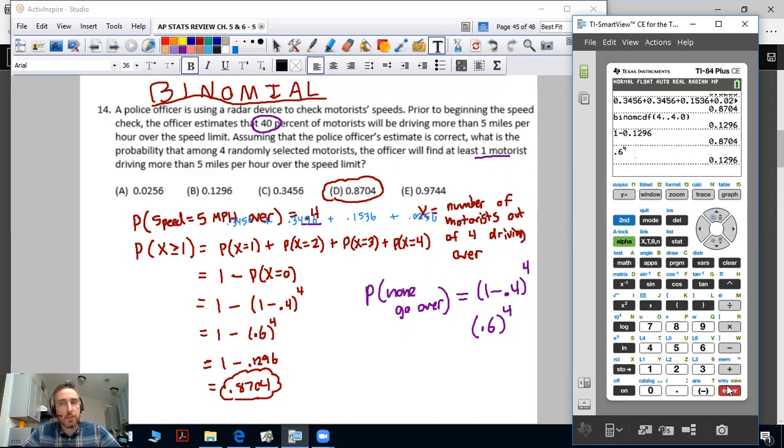Same number. So now if I subtract that from 1, you'll get that 0.8704. So you don't have to do this as a binomial. You can, but you get the same thing whether you do binomial and add them together, binomial CDF and subtract it from 1, or straight up just getting the complement, raising it to the 4th power because we don't want any of them getting the ticket, and then subtracting that from 1 to get your complement.